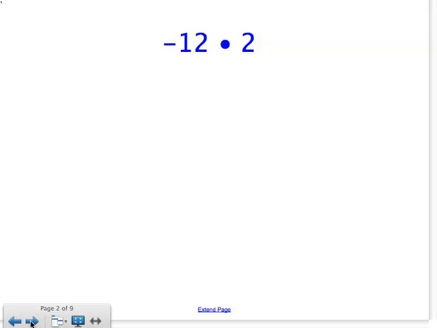Anytime we have two negatives, they're going to cancel out. Other than that, our multiplication and our division is exactly the same. Alright, so if you don't know what I mean, let's go through this problem. So we have negative 12 times 2.